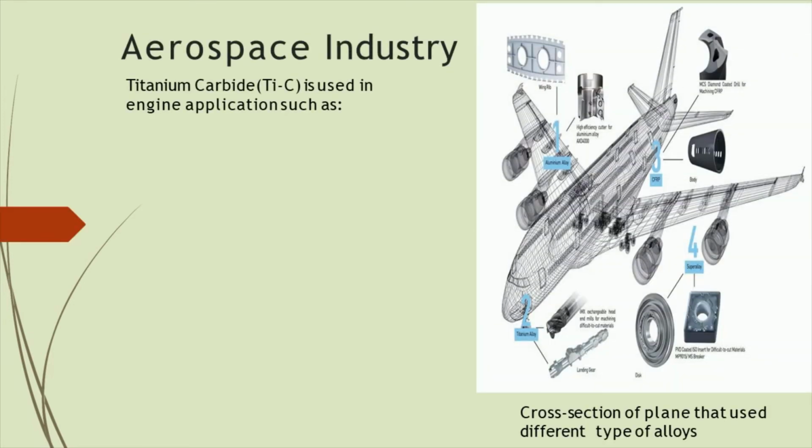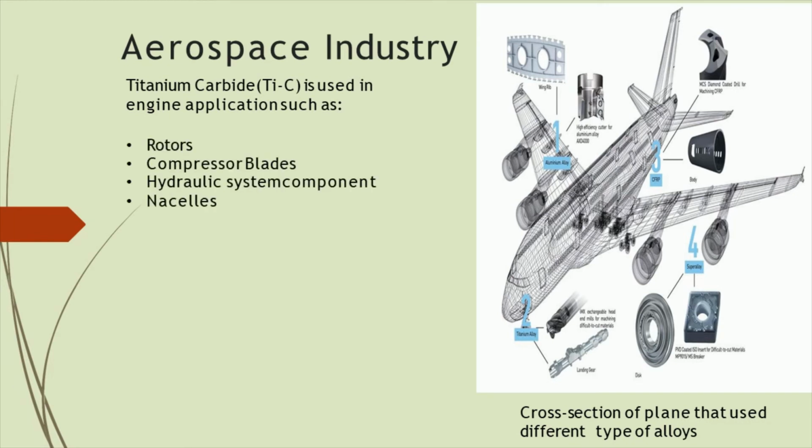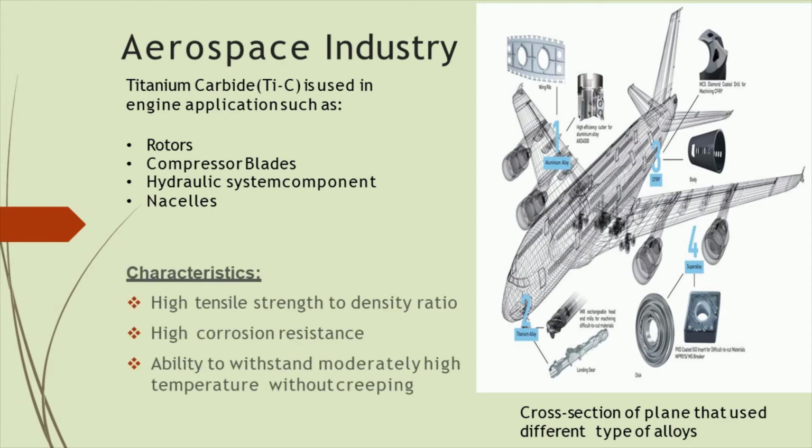Next, in the aerospace industry, titanium carbide is used in engine applications such as rotors, compressor blades, hydraulic system components, and nacelles. This is due to its high tensile strength to density ratio, high corrosion resistance, and ability to withstand moderately high temperatures without creeping. Titanium carbide is also used in aircraft, armor plating, naval ships, spacecraft, and missiles.